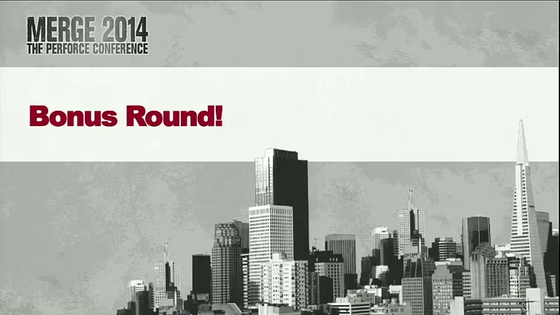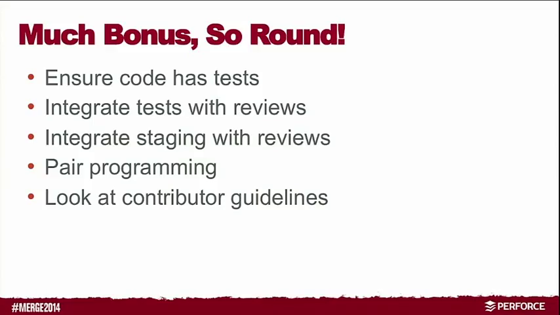So bonus round, random things. Ensure your code has tests. Code review is really important. Testing is very important as well. So at the code review stage, don't give your coworkers a pass, maybe. Suggest they have tests if they don't have them.